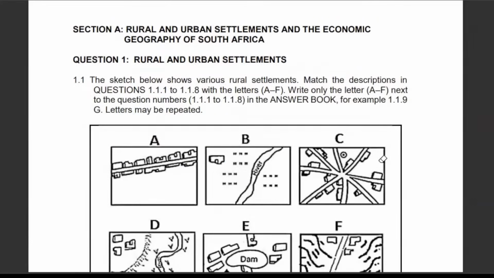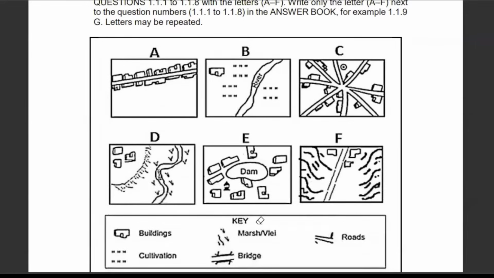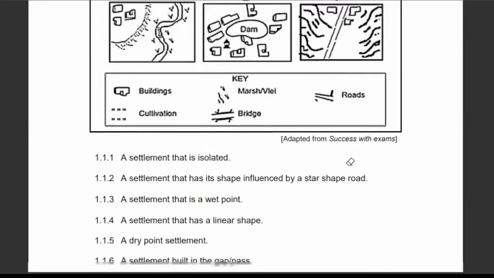Right, so our first question on rural and urban settlements is: the sketch below shows various rural settlements. Match the descriptions in questions 1.11 to 1.18 with letters A to F. So we are going to look at these settlements here and try to match them with the given set of questions which correspond to the given settlement situation, from A, B, C, D, E, up to F. Right, so we're going to start with our first question.